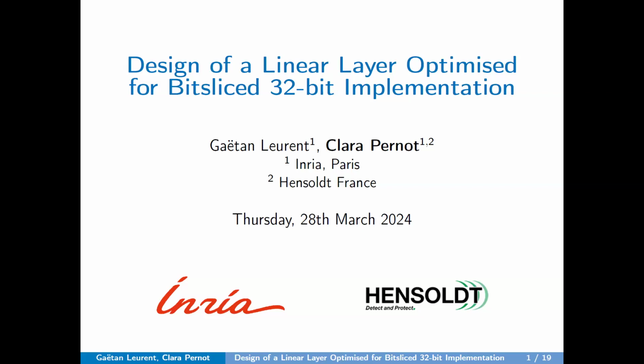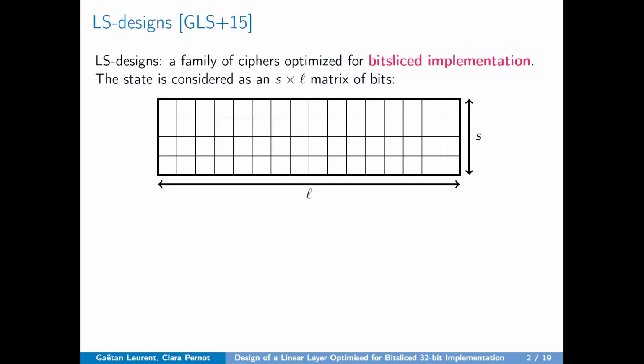So let's speak about linear layers. Our starting point was the study of the LS designs. The LS design is a family of ciphers that are optimized for bit-sliced implementation. The internal state is a matrix of bits of size S times L. And it's an SPN cipher.